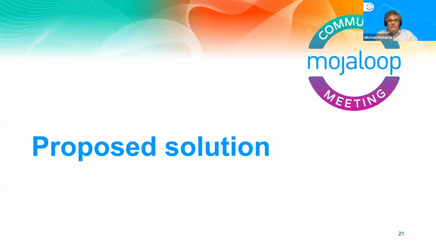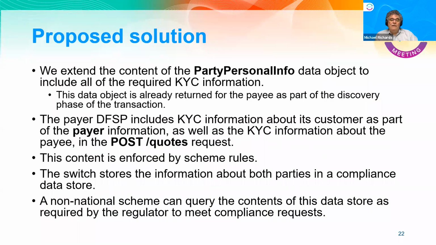So what do we propose for the solution? Well, we already have a data object in the FSP IOP API, which is the party personal info, as I'm sure you will all be saying to yourselves already long before I mentioned it. We need to extend it, though, to include all of the required KYC information. Now, this data object is already returned for the payee as part of the discovery phase. It's from that object that the payer DFSP extracts the name of the payee so that it can do name discovery to its customer.